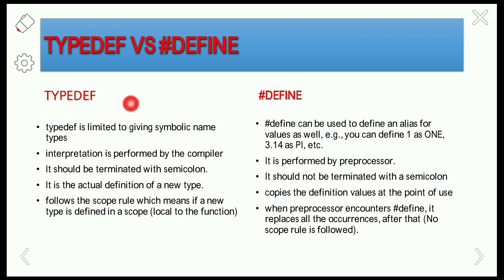Next, a typedef declaration should be terminated with a semicolon, but there is no need of terminating with a semicolon in the case of the hash define tag. Typedef is the actual definition of a new type. So we are replacing a particular data type with an alias name or alternate name, but hash define copies the defined values at the point of use. Suppose I have given hash define pi 3.14 in the header file, then it is going to copy that value and apply it at any point of use.